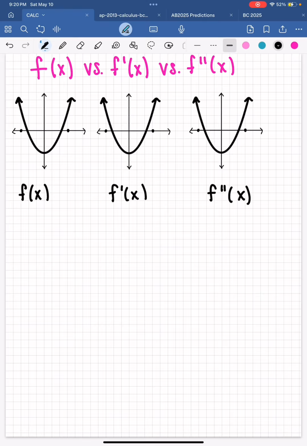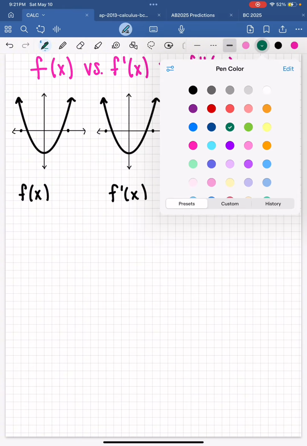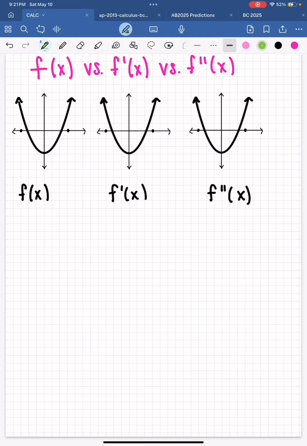I wanted to do a quick video on function versus derivative versus second derivative and what all that information tells you about the function. So if we have a function, when I'm highlighting in red, that's when the function is literally decreasing. The function is decreasing up to here. We are increasing here. We are concave up the entire time. Concave up. And then we have a minimum right here.